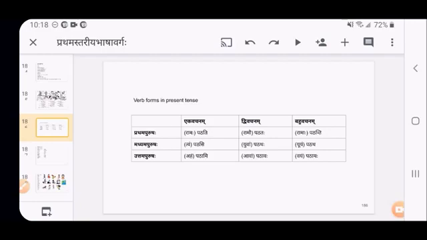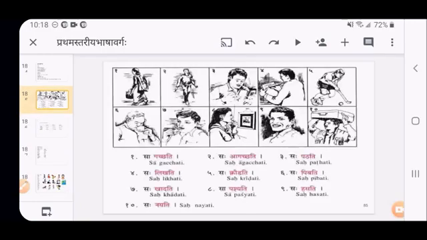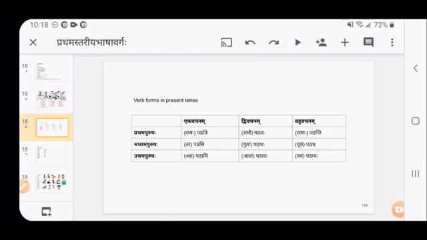Sir, I have a question. Using the word gachati, for this purpose in Uttam Purush Ekvachan, can we say Aham Gacchami, Avam Gacchava, Vayam Gacchama? Will it be right to say like this? Yes, perfectly fine.